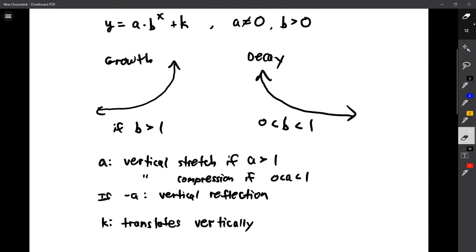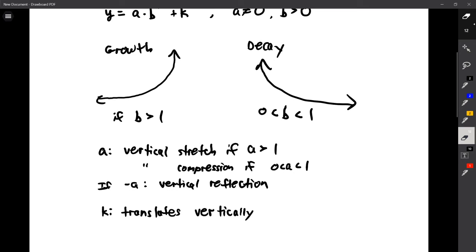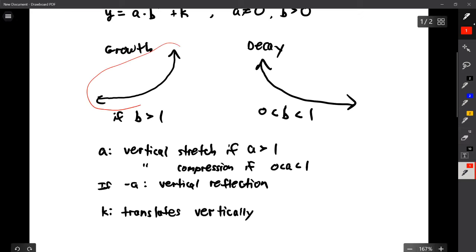So let's look at some graphs, because we looked at the overall shape, but we haven't looked at exactly what's happening where. Okay. So let's look at our parent function.